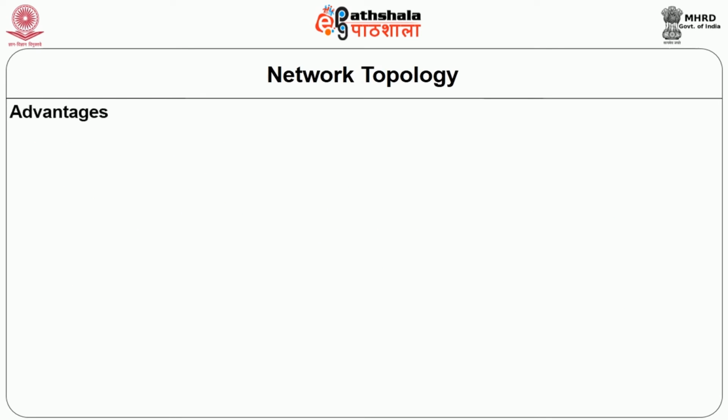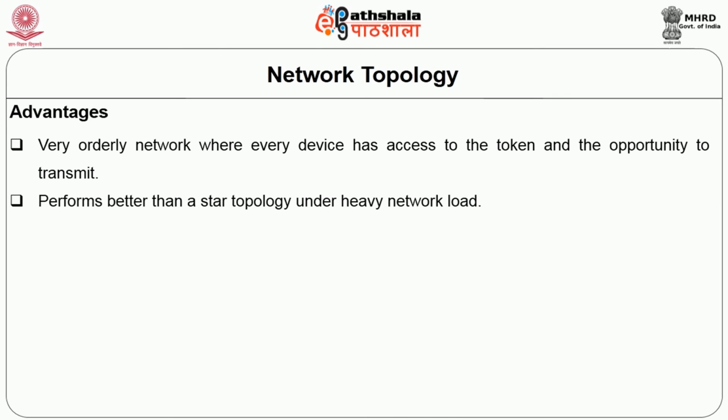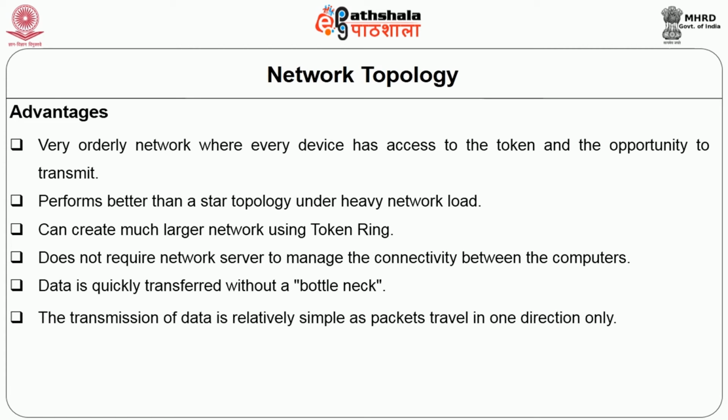The advantages of ring topology are: it is a very orderly network where every device has access to the token and the opportunity to transmit. Performs better than a star topology under heavy network load. Can create a much larger network using token ring. Does not require a network server to manage the connectivity between the computers. Data is quickly transferred without a bottleneck. The transmission of data is relatively simple as packets travel in one direction only.